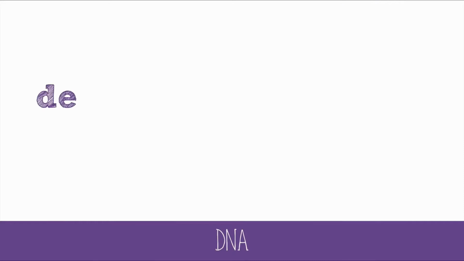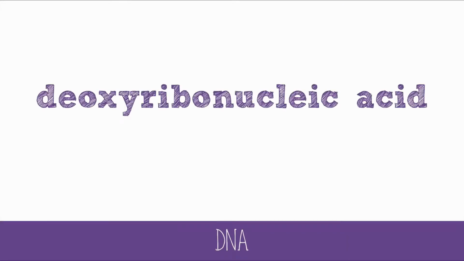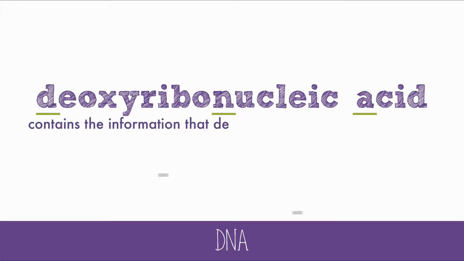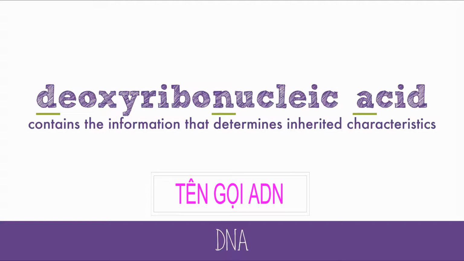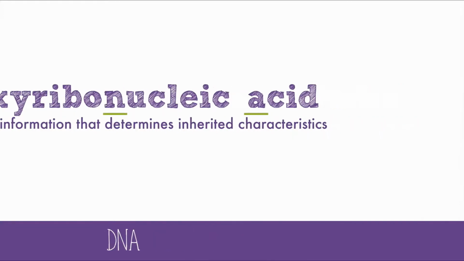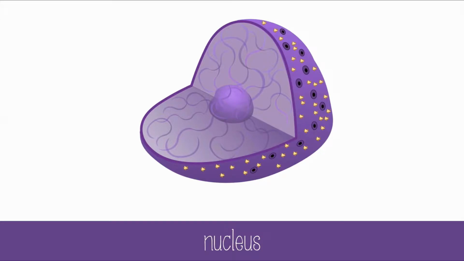DNA stands for deoxyribonucleic acid. D for the name of the sugar, N and A for nucleic acid. DNA contains the information that determines inherited characteristics. It has the code for making proteins. DNA is found in the nucleus of eukaryotic cells and in the cytosol of prokaryotes.